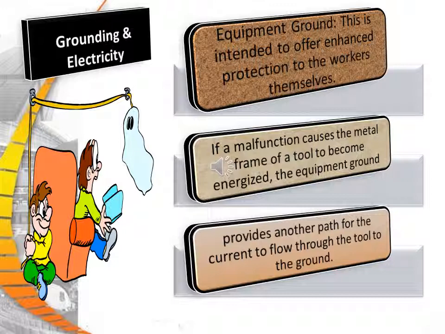Equipment ground. This is intended to offer enhanced protection to the workers themselves. If a malfunction causes the metal frame of the tool to become energized, the equipment ground provides another path for current to flow through the tool and to the ground.